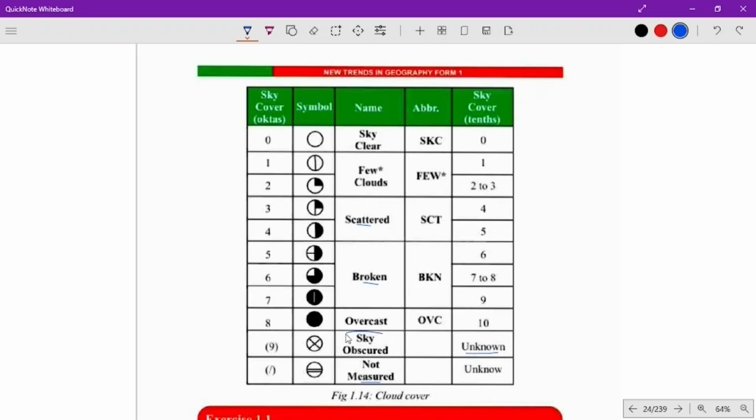So the sky can be obscured maybe by smoke. Yes, when the forests are burning, at certain places the sky will be covered with smoke, and you cannot accurately estimate. Now you put a circle and cross it to show that the sky is obscured. If that day you did not measure, you simply put a circle and 2 horizontal lines. If it is a clear sky, it is like that. So this is how we measure and record cloud cover.